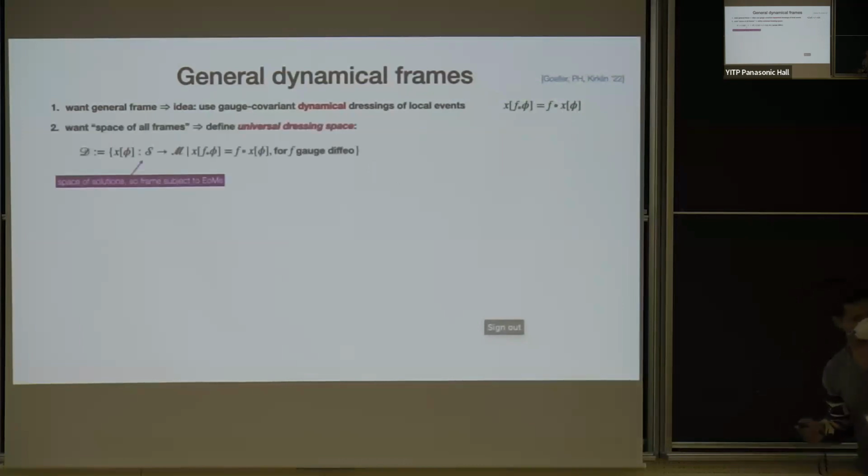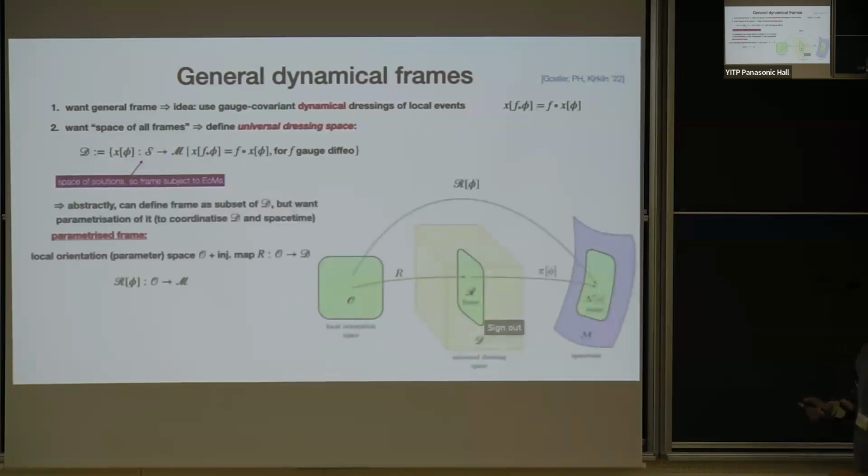In order to have a notion of covariance, we also want the space of all reference frames. This we can do by introducing what we call a universal dressing space, which we call D. It's basically just the set of all such gauge covariant dressings, that associate to any solution of the equations of motion a space-time point. And they're supposed to be gauge covariant. Maybe the best way to illustrate this is in terms of such a diagram. This is a horribly abstract object at first, and by itself doesn't give you a nice parametrization of space-time.